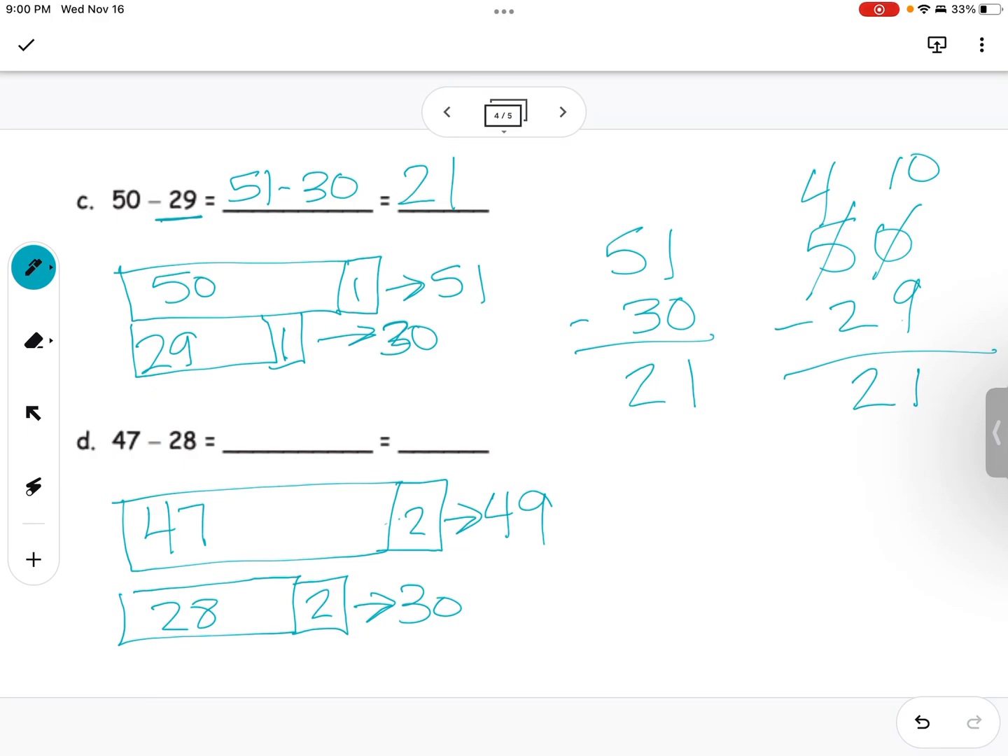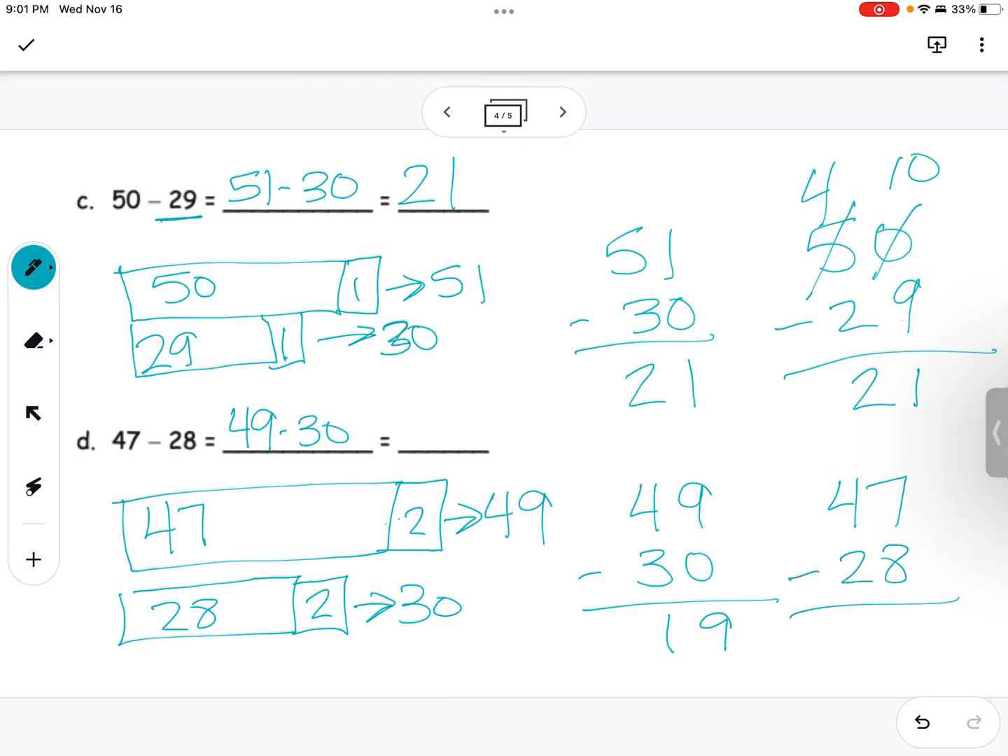So my new equation has shifted from being 47 minus 28 to being 2 more, which means it is now 49 minus 30. If I stack that up, making sure to align my 1s and 10s, 9 minus 0 equals 9. 4 minus 3 equals 1. Let's give it a try at that original equation. 47 minus 28. Those 7 ones will not allow me to subtract 8 ones, so I've got to regroup. And so in order to do that, I'm going to go down by 1, up by 10.